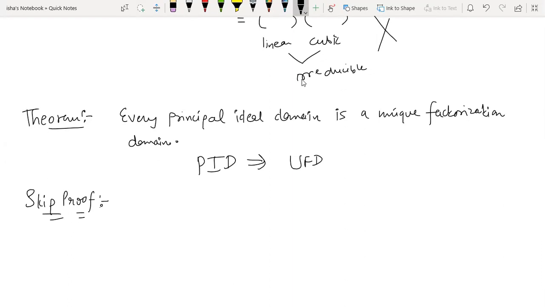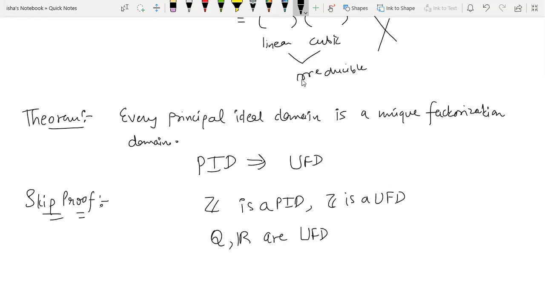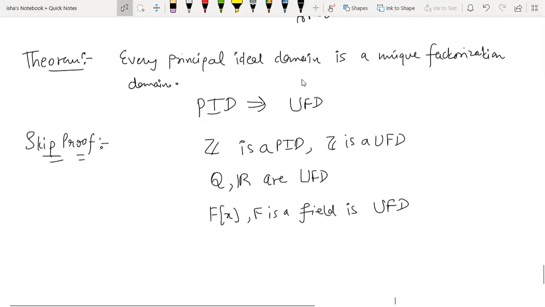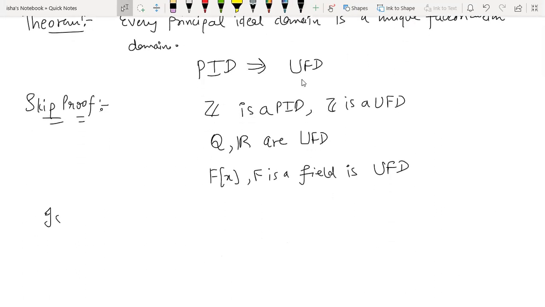So that is why I listed down the examples of PID. So Z is a PID and Z is also a UFD. Every field, Q, R, these are all PIDs and therefore these are all UFDs. So every field is a principal ideal domain and every field is a unique factorization domain. F[x], where F is a field, is definitely going to be a UFD, right? So this is the result. PID implies UFD. So now, is the converse true?